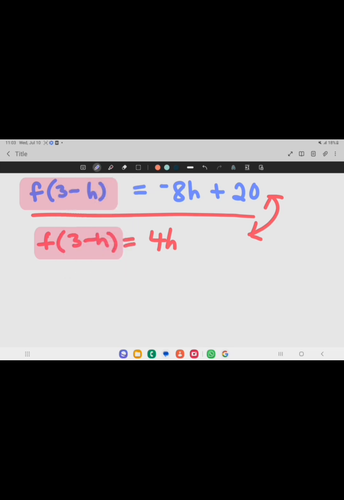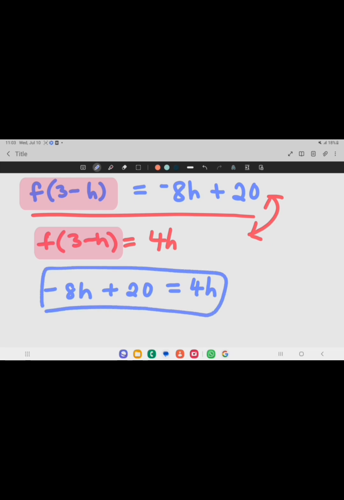Okay, how to equate them? Basically, you just do like this. Negative H plus 20 is equals to 4H. Why? This is what we call comparing. So why can you compare them? You can compare them only because the subject is exactly the same.